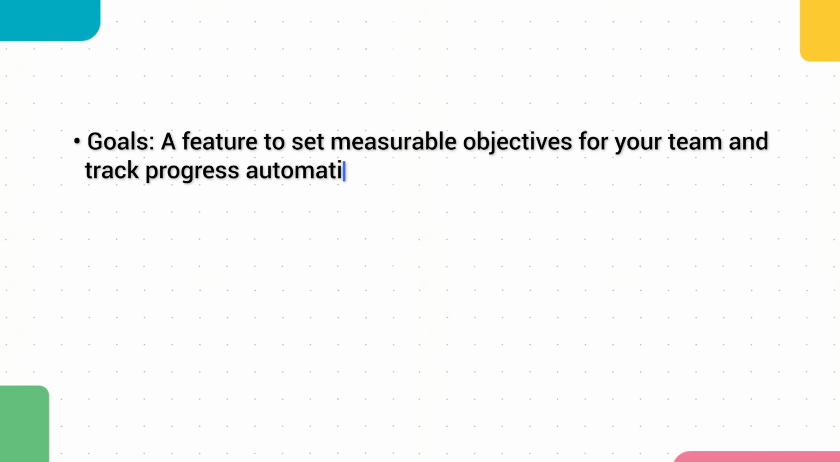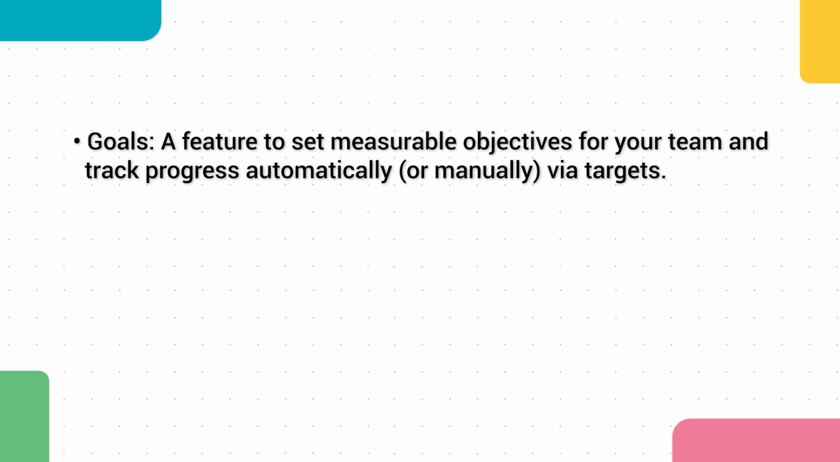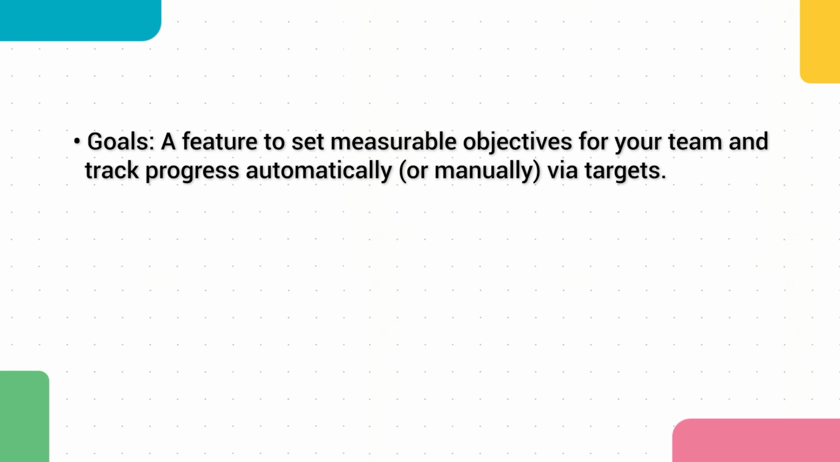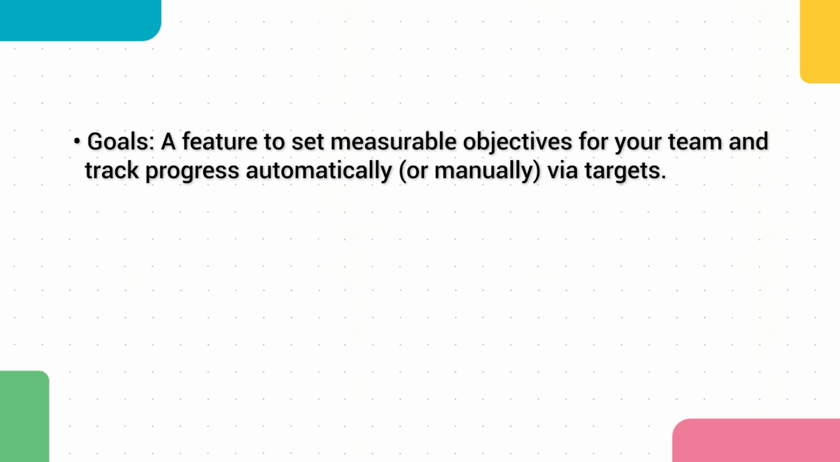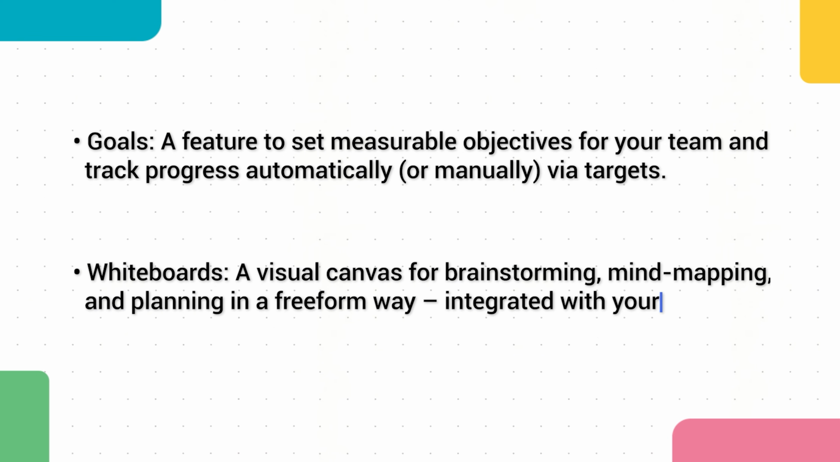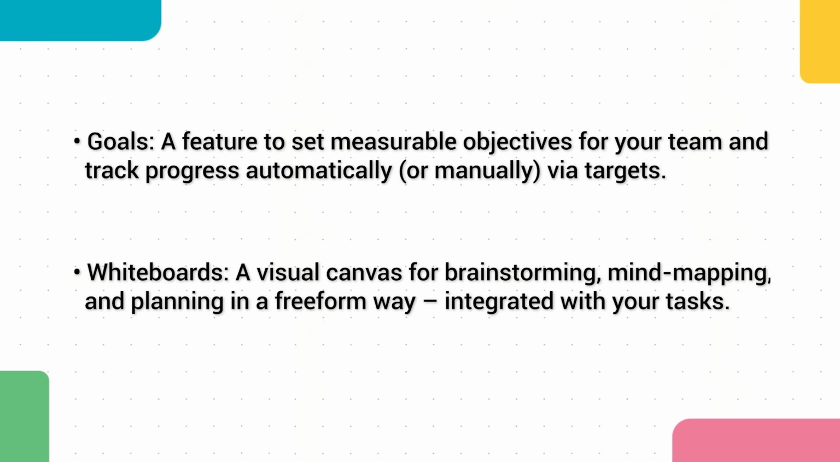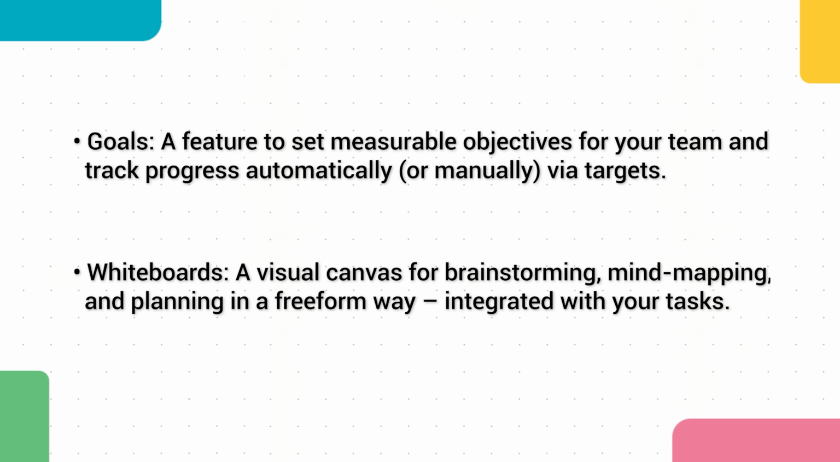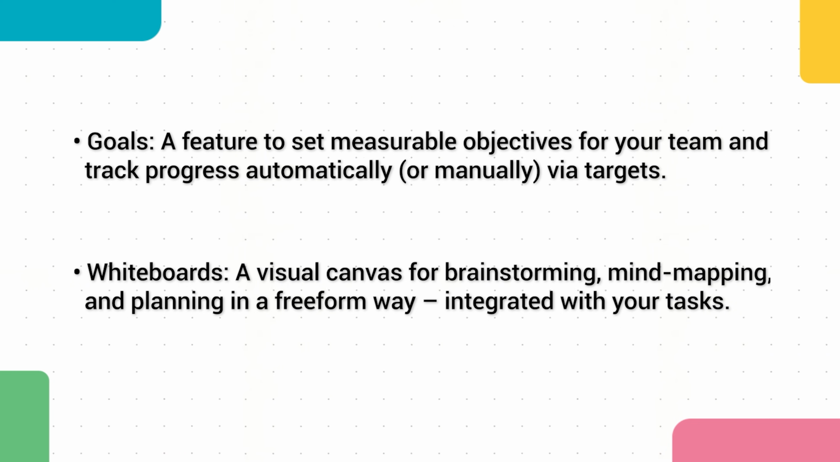In this chapter, we'll focus mainly on goals and whiteboards, two distinct ClickUp features, and touch on docs just to connect the dots. Beyond day-to-day task management, ClickUp offers tools for high-level planning and brainstorming. Goals, a feature to set measurable objectives for your team and track progress automatically or manually via targets. Whiteboards, a visual canvas for brainstorming, mind mapping, and planning in a free-form way, integrated with your tasks.